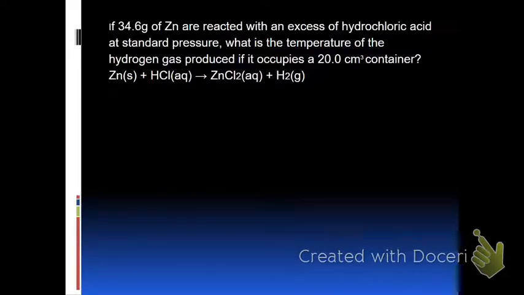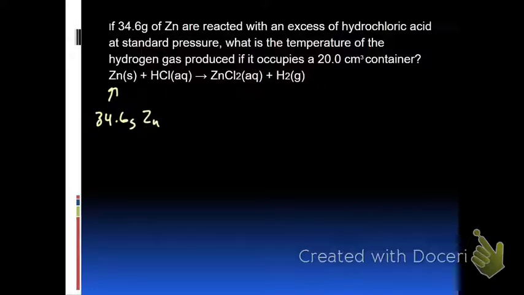If 34.6 grams of zinc are reacted with an excess of hydrochloric acid at standard pressure, what is the temperature of the hydrogen gas produced if it occupies a 20.0 cubic centimeter container? All right, so first let's balance this equation, right? So you've got 34.6 grams of zinc.